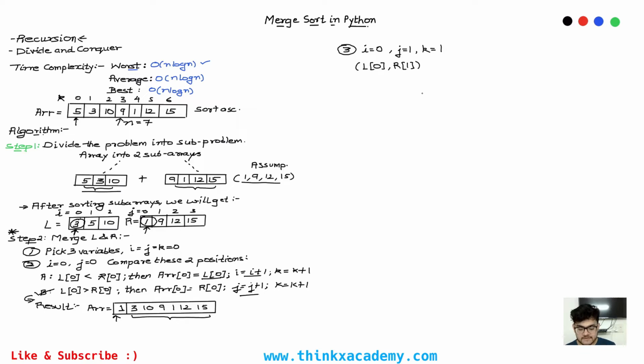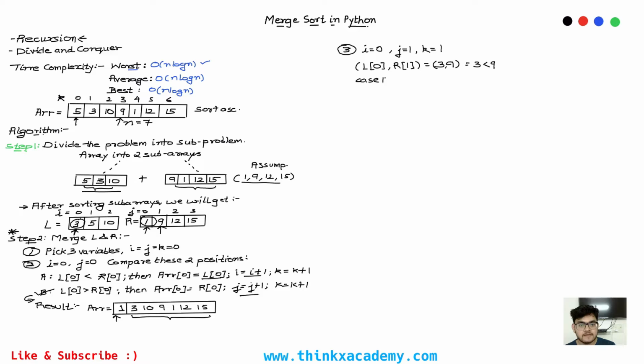So from here you can see that we are comparing 3, which is at the first position, with 9, which is at the first position of this array, which you can see here. Now you can see that 3 is actually less than 9, so according to this we have condition A here, right?